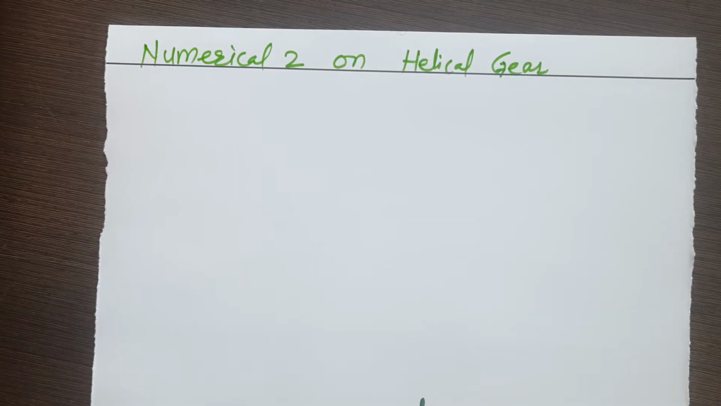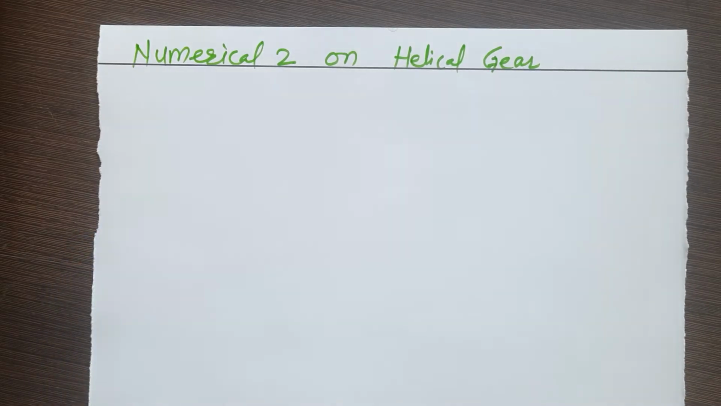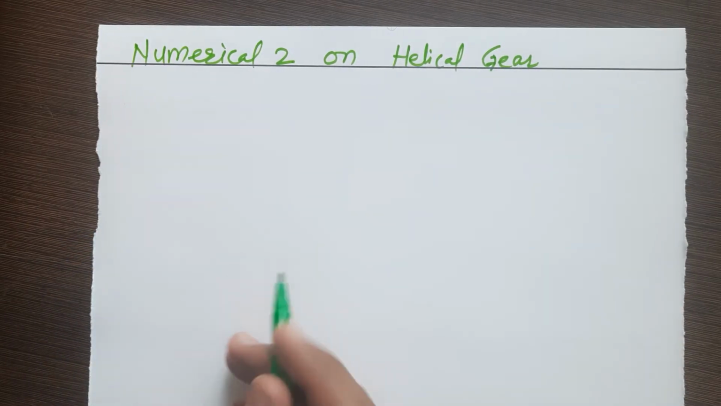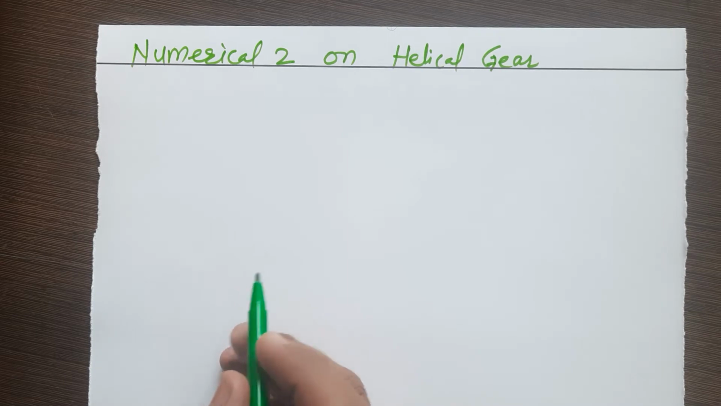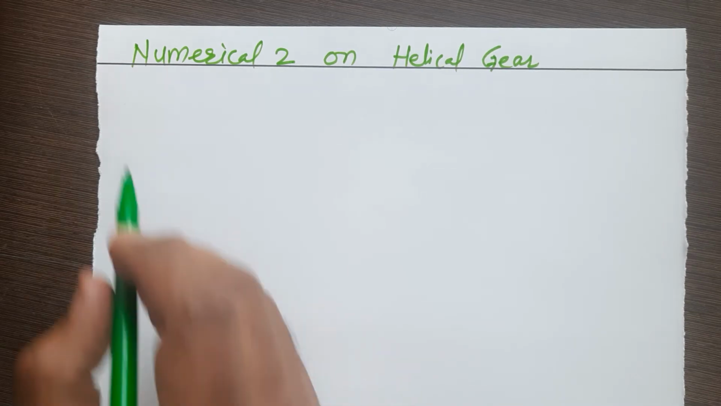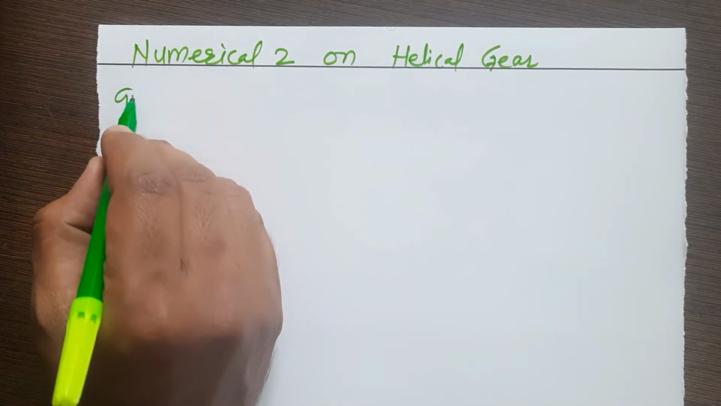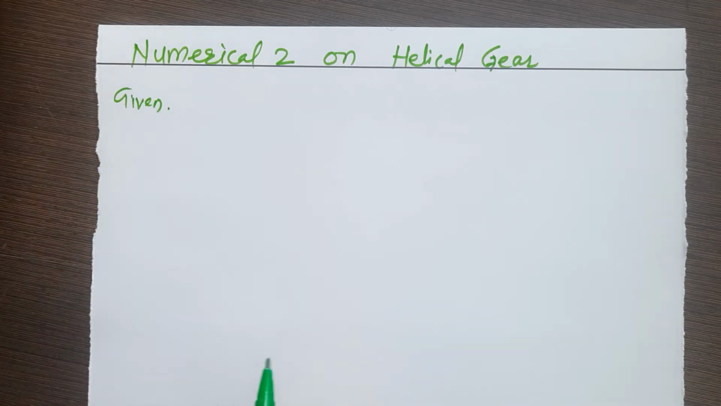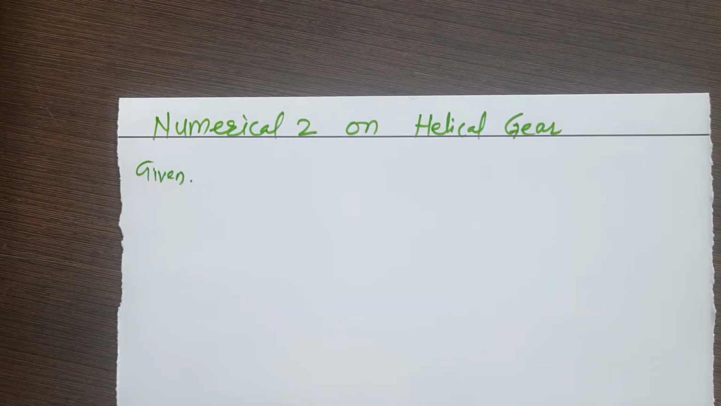Hello everyone. So in this lecture we will see second numerical on helical gear. Yes, I will read the question and write down the given data here. So listen to the question carefully. The following data is given for a steel helical gear pair transmitting 15 kilowatt power.